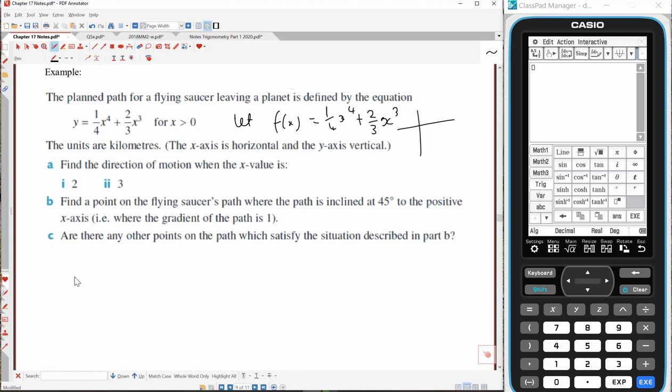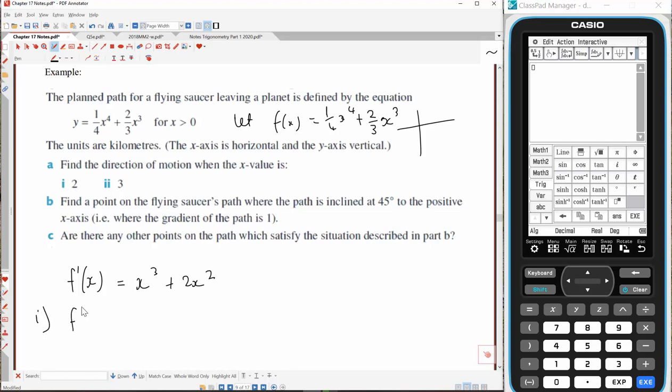So let's find our derivative function. What is it? x cubed: 4 lots of a quarter is 4 on 4, which is 1, lower the power. 3 lots of 2/3, 6/3 is 2, x squared. So now we've got our gradient function. To find the direction of motion, let's find the gradient when x is equal to 2.